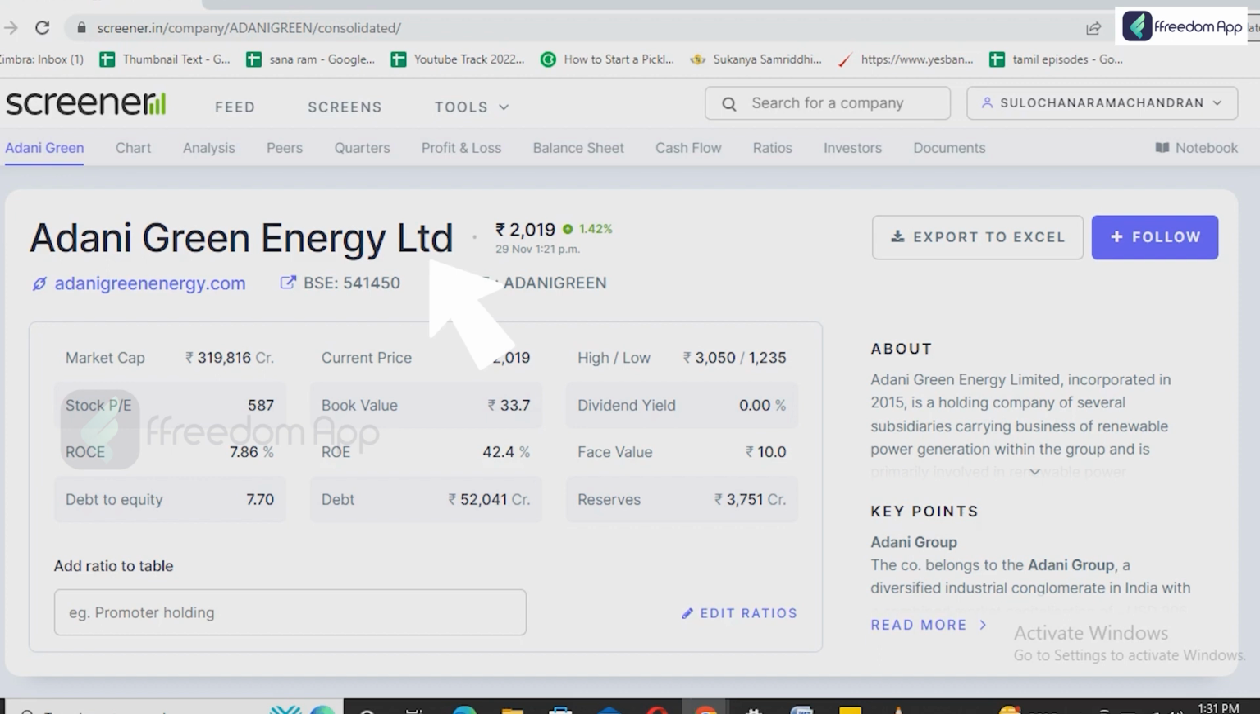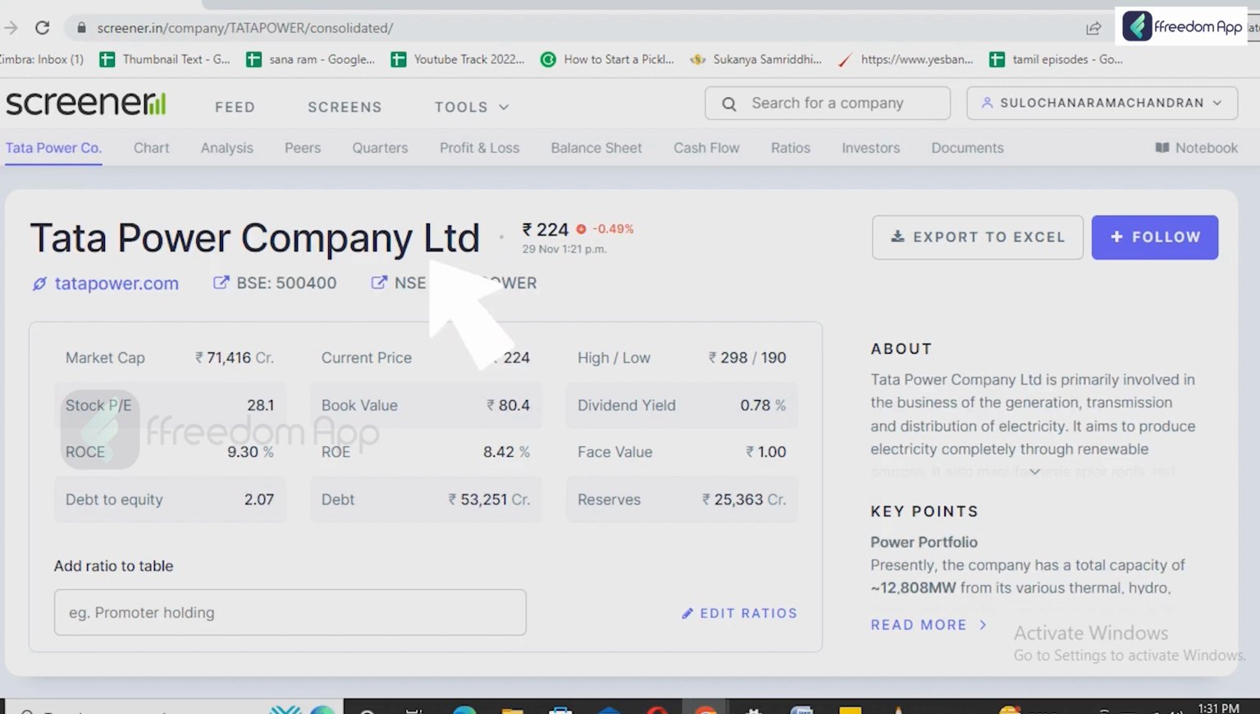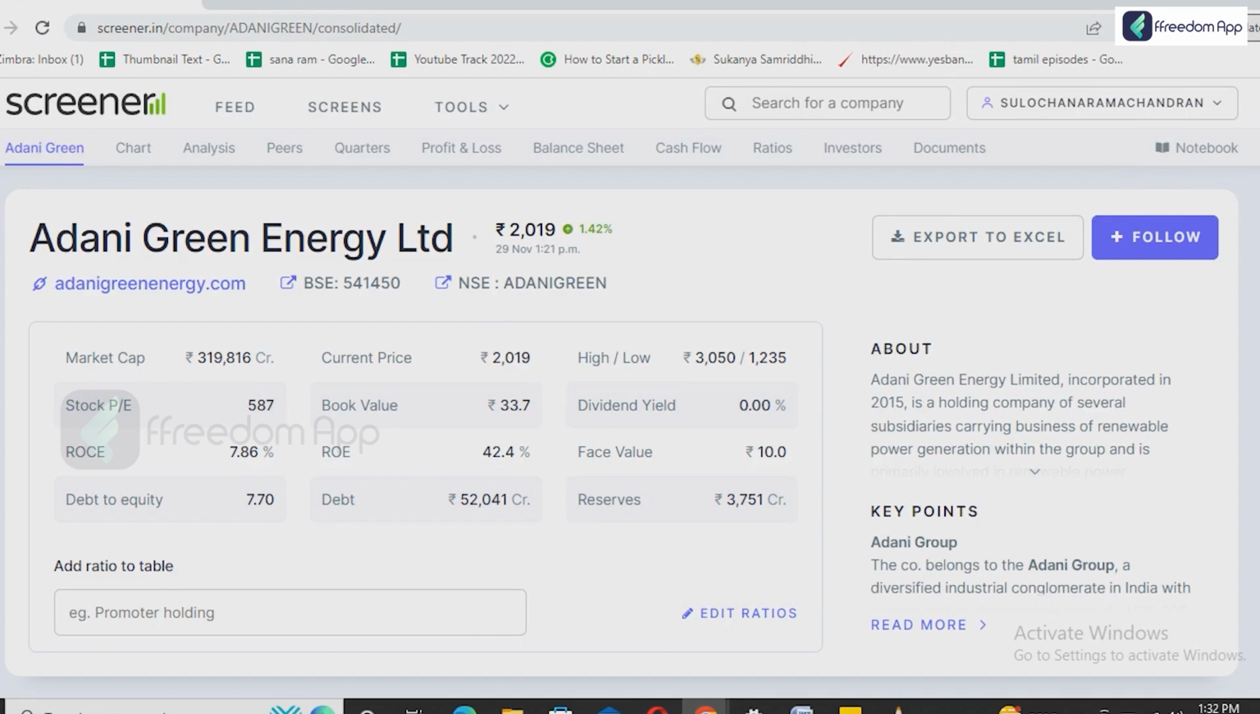So speaking about technical and fundamental analysis, now let us compare 2 companies and understand what is the difference and how we can actually select the best one among them. The 2 companies which we have selected here are Adani Green Energy Limited and Tata Power Company Limited. They are not direct competitors. I have just selected them for example. So first let us understand about Adani Green Energy Limited.